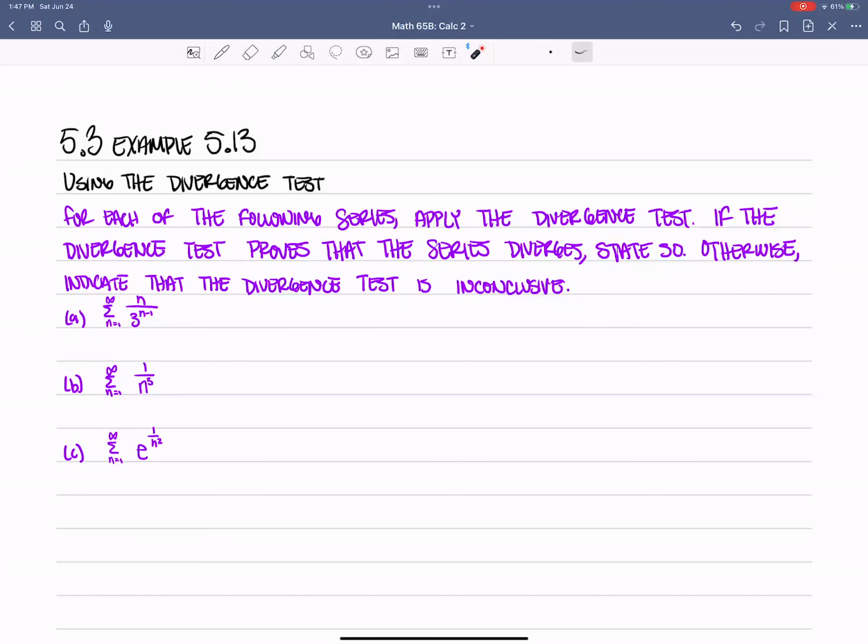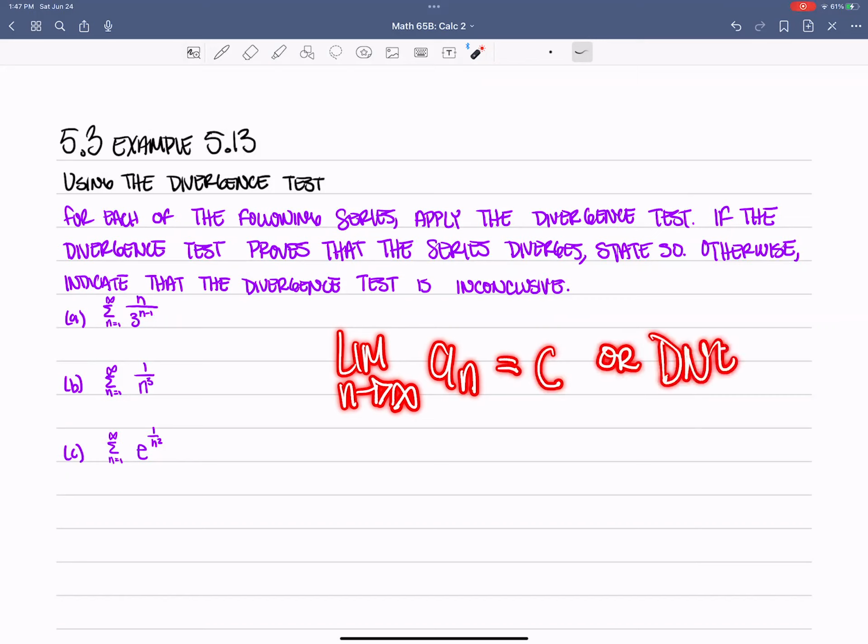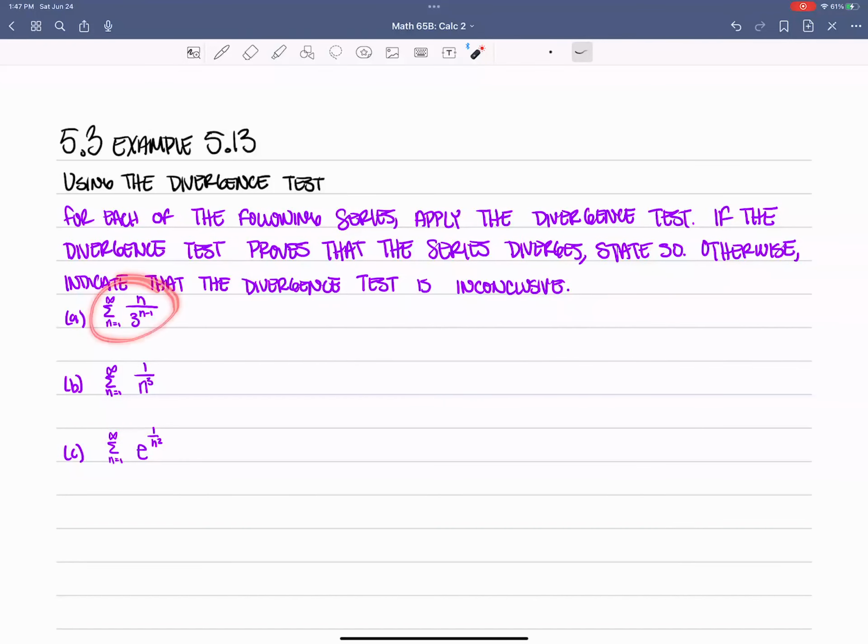Section 5.3, example 13, using the divergence test. Before we start, with the divergence test, all we're doing is looking at the limit as n approaches infinity of a sub n. If we take the limit of this infinite sum and it equals a value other than zero or does not exist, then the series diverges. I know it sounds weird, it's kind of the opposite of what we've been doing, but the series here is going to diverge.